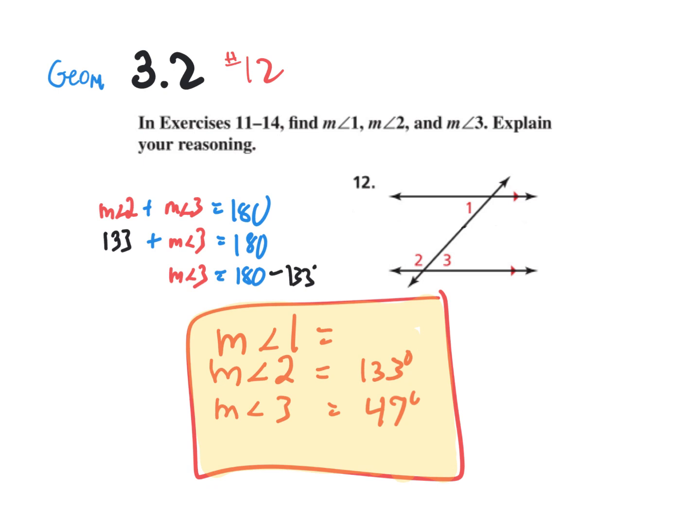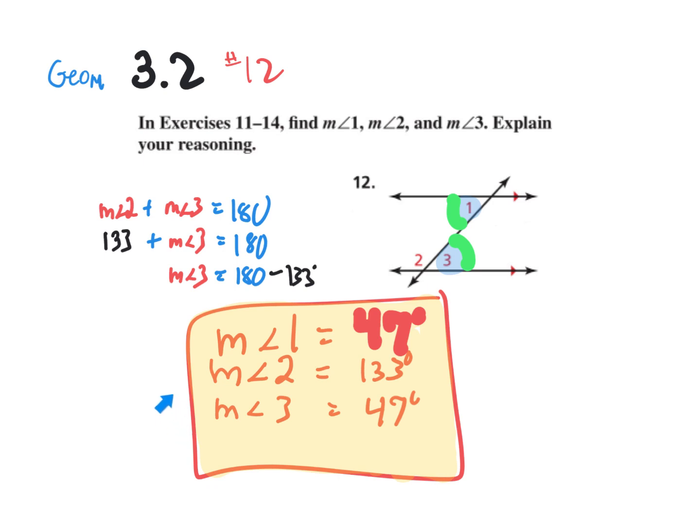But also, check out the alternate interior angles, 3 and 1. When these two lines are parallel, these alternate interior angles formed by the transversal have to be congruent. So angle 1 is congruent to angle 3, which means angle 1, like angle 3, is 47 degrees.